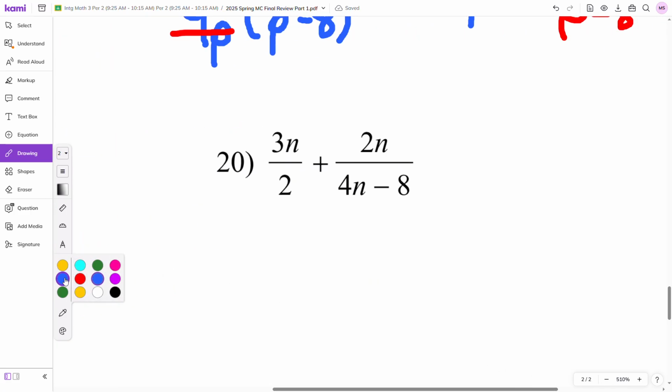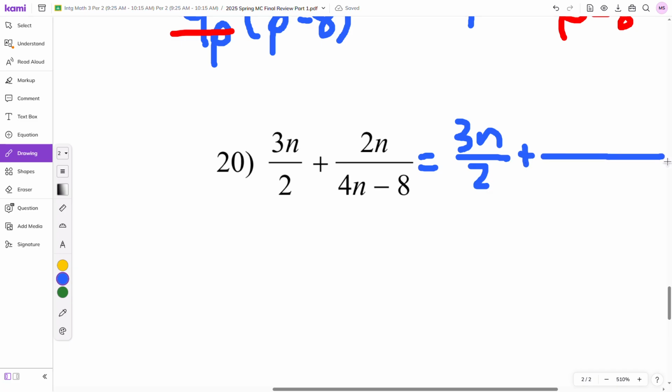Again, please pause the video and try it yourself, and then come back for the explanation, which is right now. So here, interesting. So I don't have to multiply by 4n minus 8, believe it or not, on the left. Because actually, on the right, if I want to rewrite this, let me rewrite this for you. So on the left, it's still 3n over 2. But you see how the denominator is just a 2? Well, I could actually factor out a 2 from this one over here, and that would make it 2n minus 4.